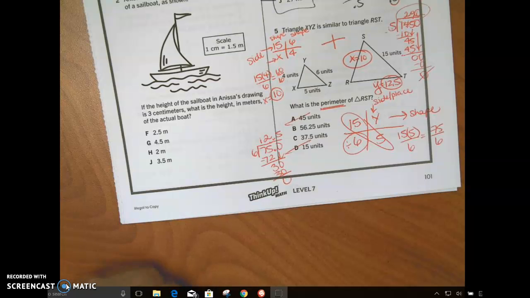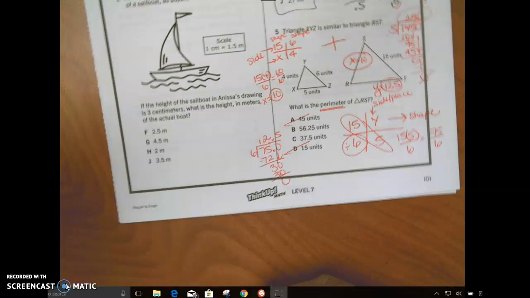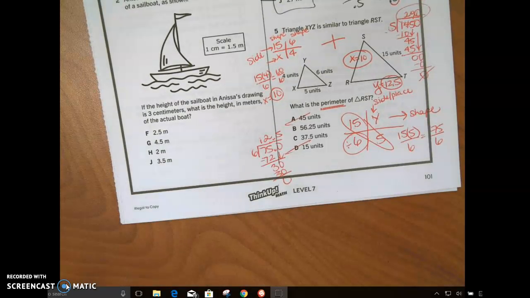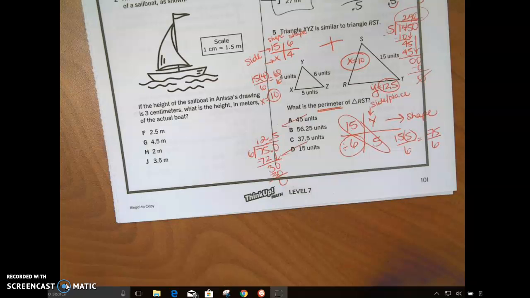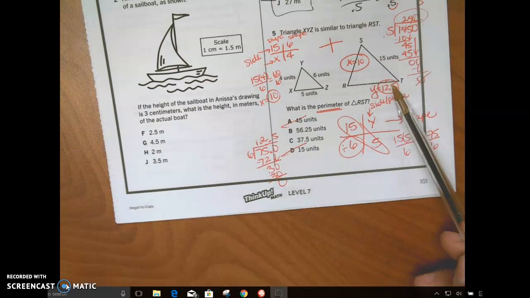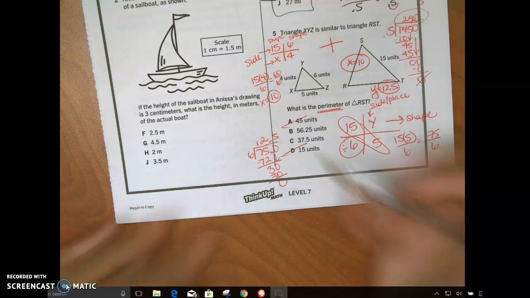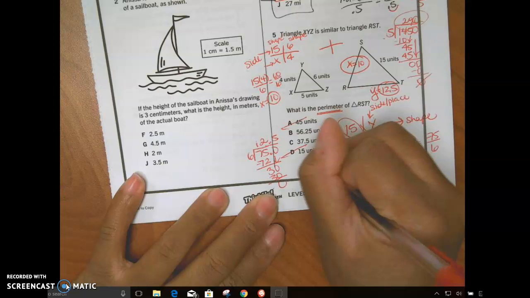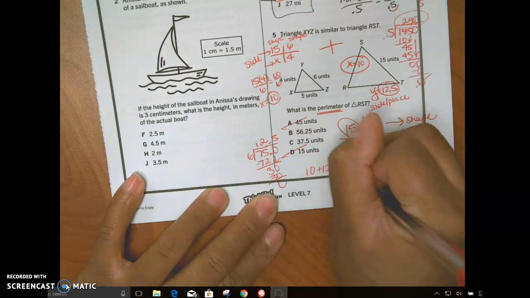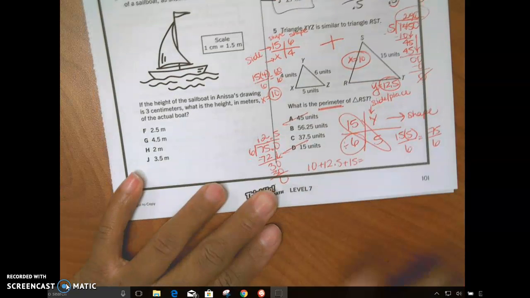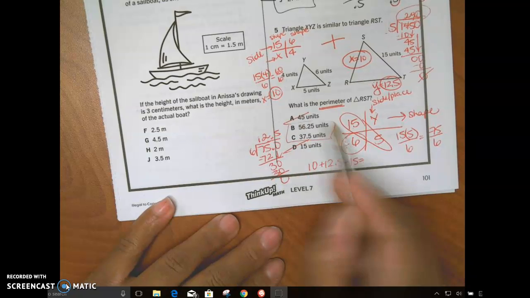Who's left? What do I have to do? B and C. You have to add. Alright, B and C are left and I have to add. Add what? 6, 4, and 5? No, the X and Y and 15. 10 plus 12 and a half plus 15. 18.5. Nope, more than 18. Look at these answers. It's 37.5.